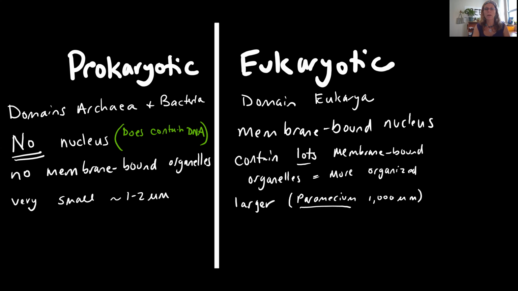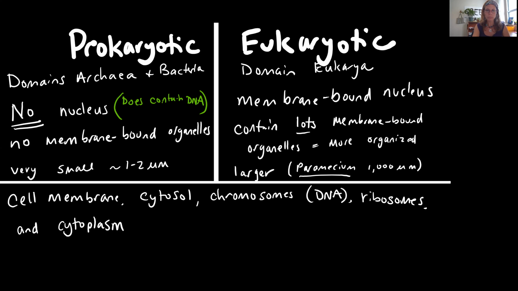Okay, so here are the ways that they're different. Prokaryotic cells have no membrane-bound structures, so they're not organized as well, and they're extremely small. Eukaryotic cells have membrane-bound organelles, including, of course, the nucleus. So they are more compartmentalized, they are more organized, and they can also be significantly larger. What is it that they have in common?